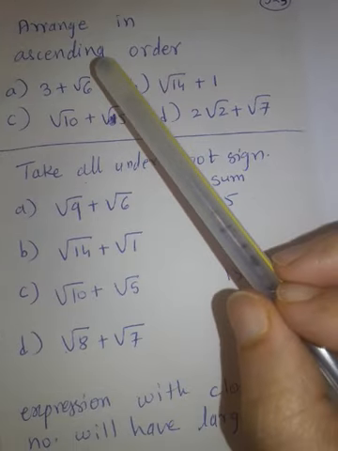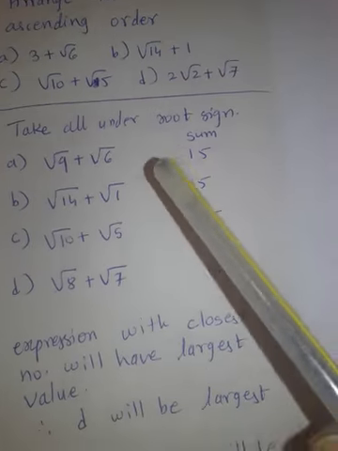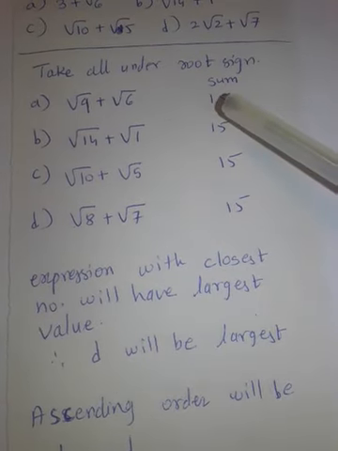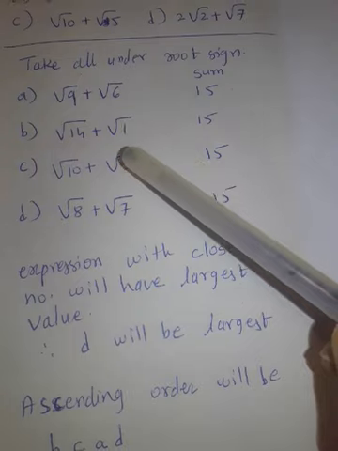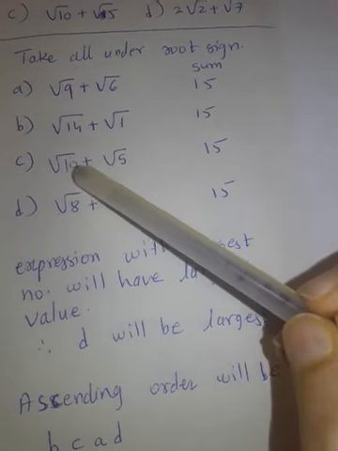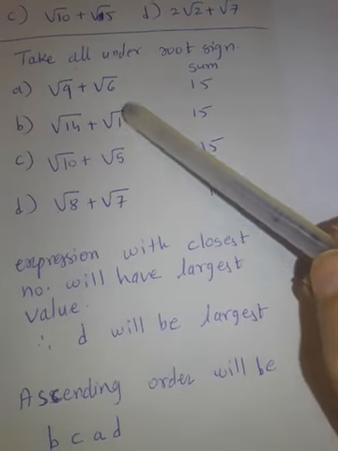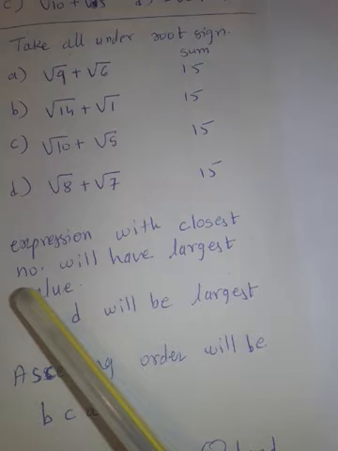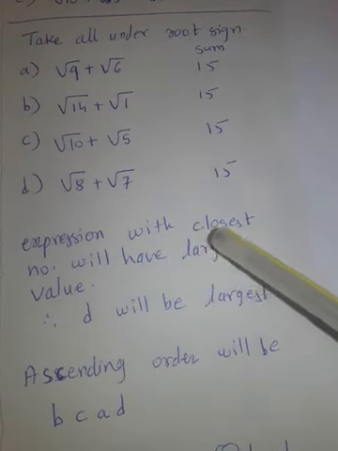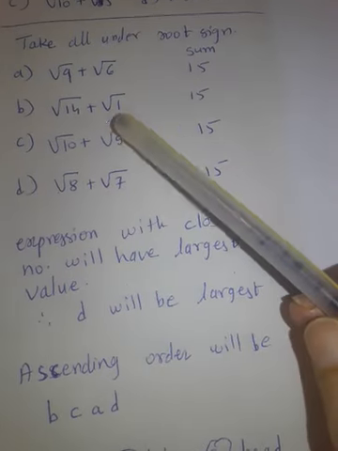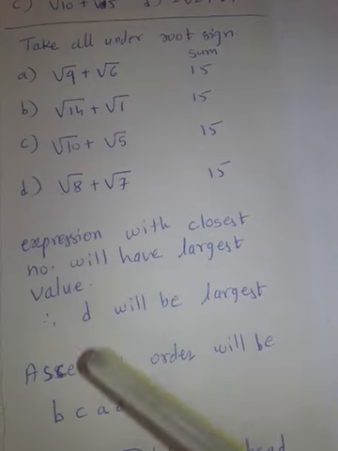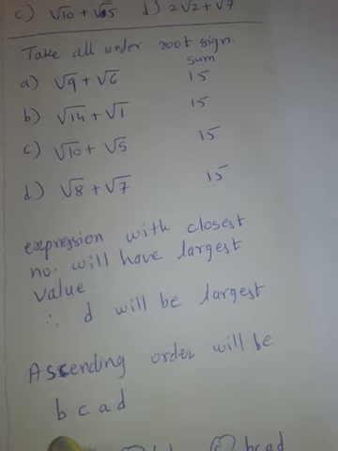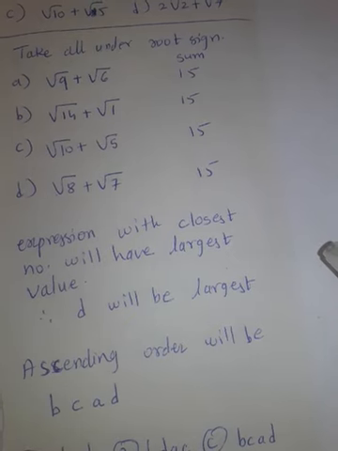Now we need to arrange in ascending order. So lowest wala pehle aayega, highest wala baad mein. So lowest is B. So we are going to start with B. Ascending will be B. Next, farthest mein, sorry, 1 and 14, iske baad hai 10 and 5, inke beech mein zyada antar hai. So B ke baad C, C ke baad A and A ke baad D. So B C A D, that will be your ascending order. Remember this formula: when the sums are equal then the expression with closest numbers will have the largest value. Closest 8 and 7 hai, so this will be largest, so ascending mein sabse last aayega D. Aur ye sabse pehla aayega, sabse minimum value iska hai. So B, C, A, D, that will be the ascending order.